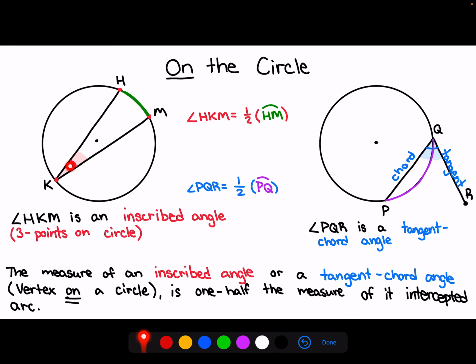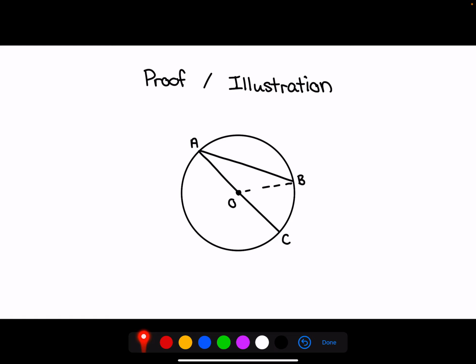So our angle is equal to 1/2 of the arc it's facing. And same thing over here. Our angle is equal to 1/2 of the arc it's facing. So if it's on the circle, it's always equal to 1/2 of the arc it is facing. So let's go ahead and prove this real quick. And you don't need to write down this proof, but I just want to show this to you guys.